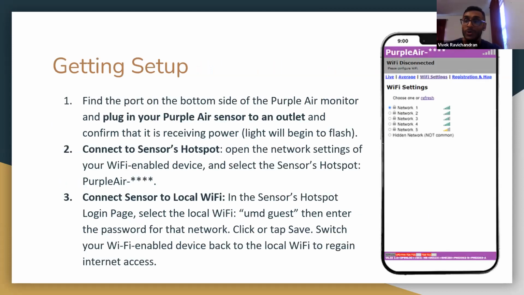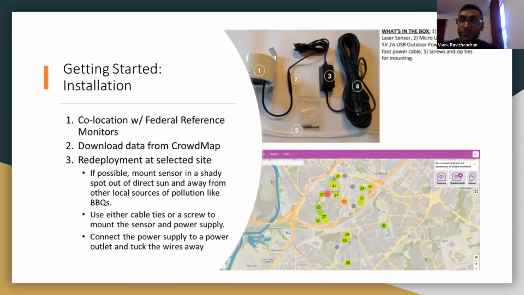So you got your Purple Air monitor, you purchased it, you have the following items in your box. I just wanted to share this picture really quickly. You have the Purple Air monitor itself. You have this USB connector. You have these screws and zip ties over here to mount it.